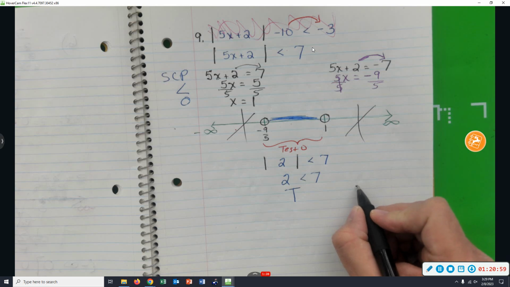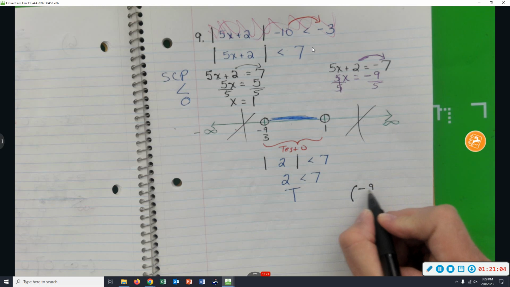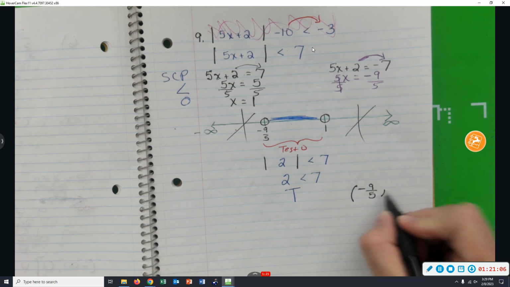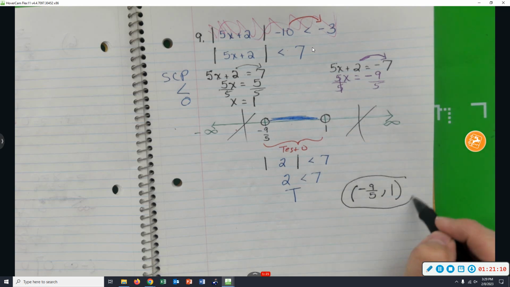Call it out as if you were typing it. Give me the interval notation. Negative 9/6, comma, 1, close parentheses. Mm-hmm. Any questions there?